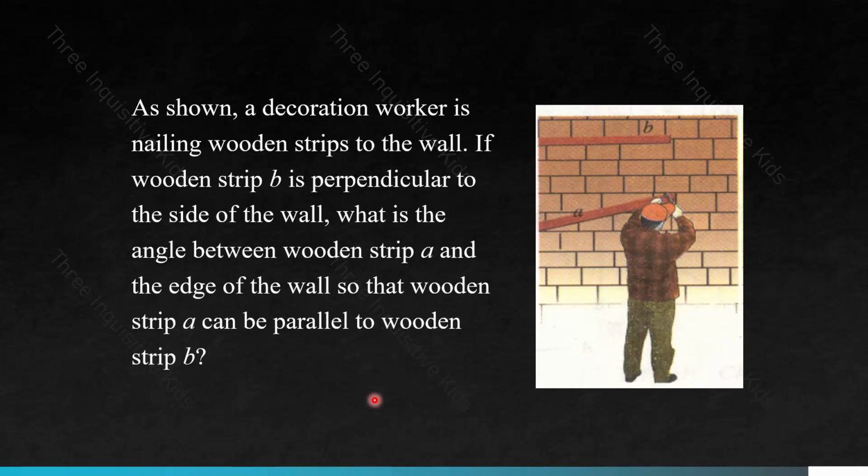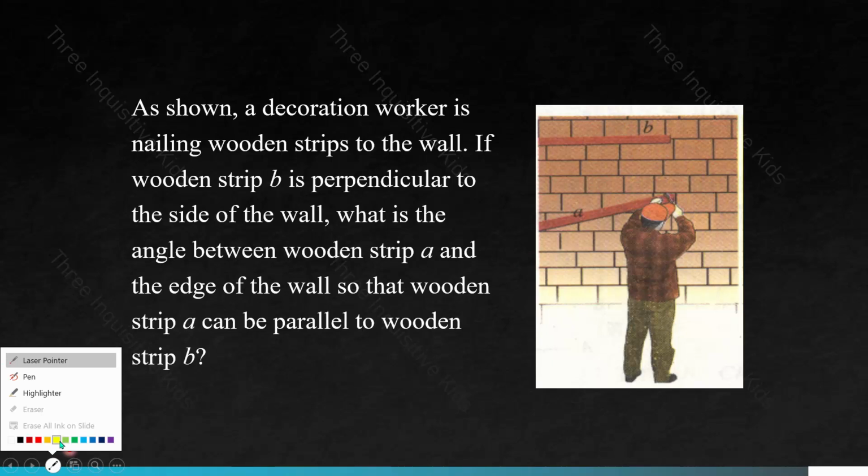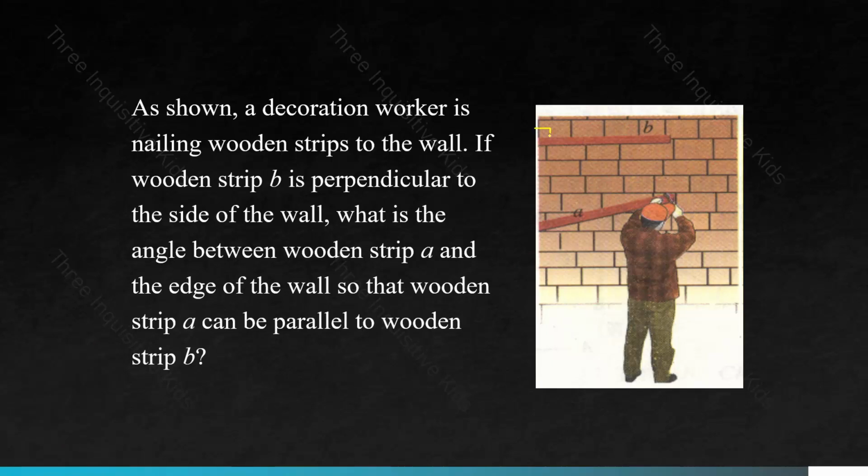As shown, a decoration worker is nailing wooden strips to a wall. If wooden strip B is perpendicular to the side of the wall, so I should draw this down. This is perpendicular. What is the angle between wooden strip A and the edge of the wall so that wooden strip A can be parallel to wooden strip B?